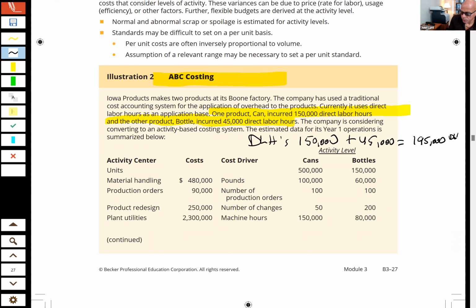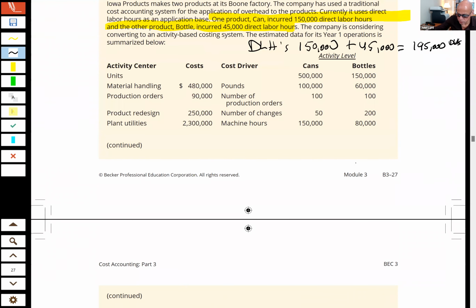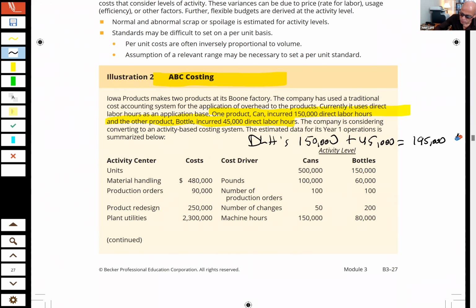That's direct labor hours total. I'll just put it up here.